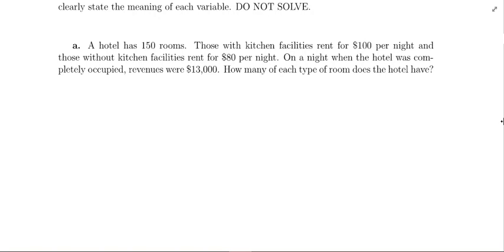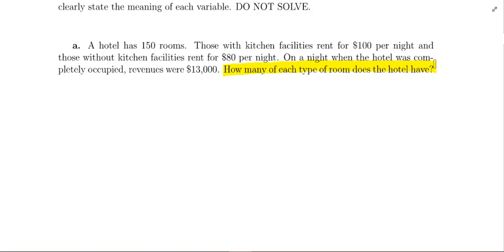All right, first thing we have to do is define our variables, okay? So we've got to figure out what are we looking for. So again, concentrate on the last part of the problem here, okay? Look, how many of each type of room does the hotel have? So the hotel has rooms with kitchens and rooms without kitchens, okay? So it has two types of rooms. And we're trying to figure out how many of each type of room does the hotel have, okay?